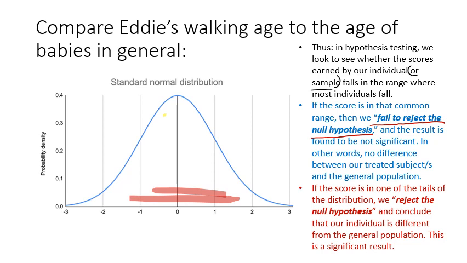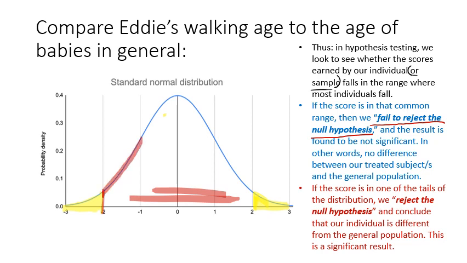If the score is in one of the tails of the distribution, we reject the null hypothesis and conclude that our individual is different from the general population. We call it a significant result. So we might say it another way and say that if our individual has a score that's way out here in this tail, well, there's only a 2% chance of getting in that tail. Or if it's way out here in this tail, again, there's only a 2% chance of getting a score in that tail. And we know that we have a 96% chance of getting a score in this middle region.